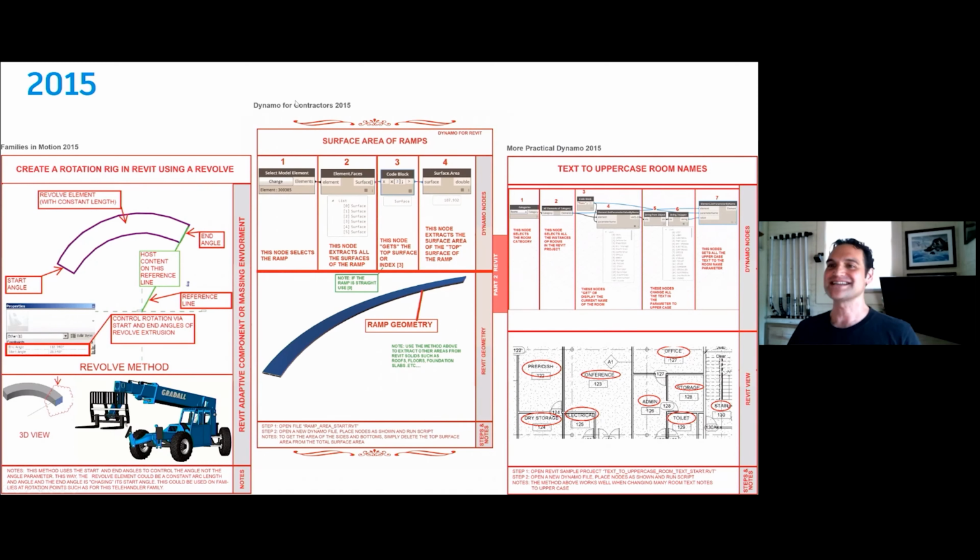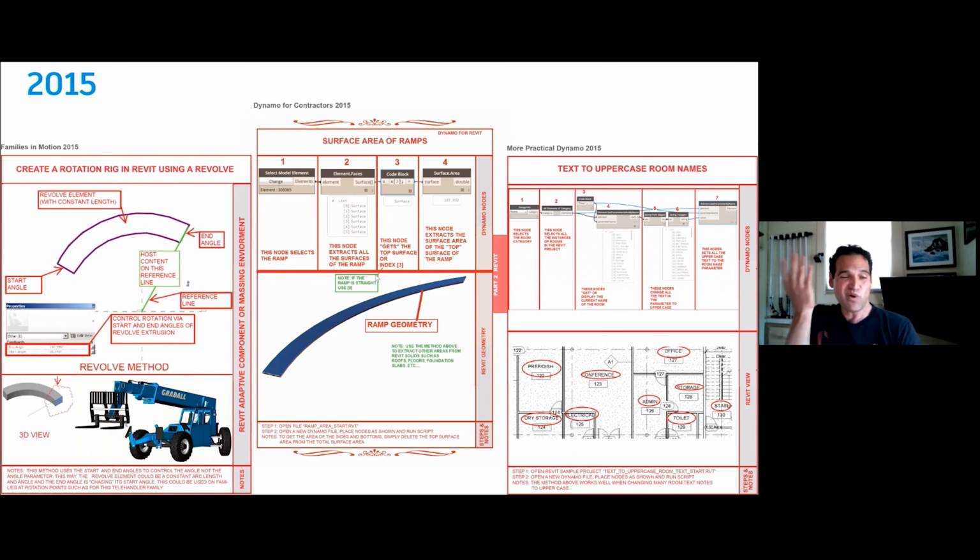Hey, another class, Dynamo for Contractors, 2015. We talked about how to extract data out of existing Revit models, and one was this ramp. Basically, for formwork calculations, we wanted to calculate the bottom and side surfaces. So with Dynamo, with just 4 nodes, you can extract the geometry, extract the top surface, and then get the surface area of the bottom and sides. And that can help you with your formwork calculations.